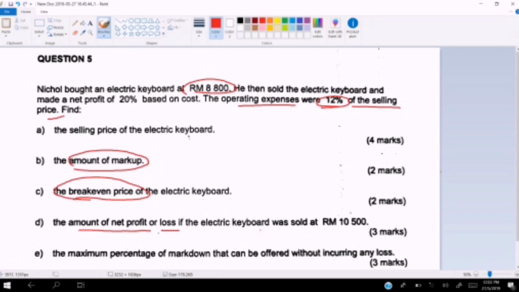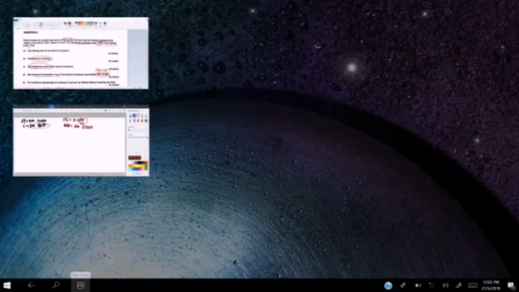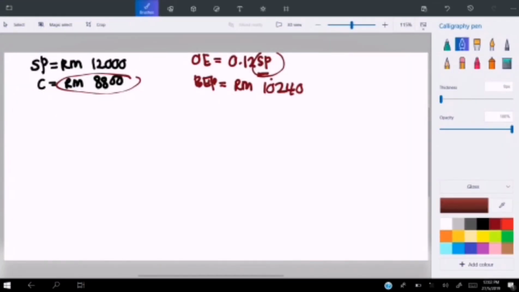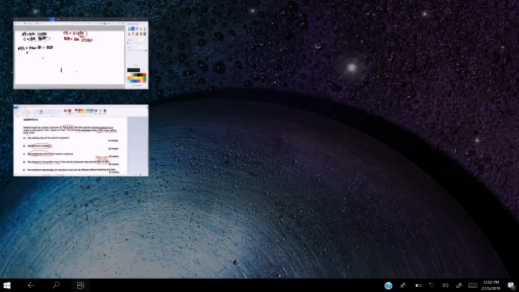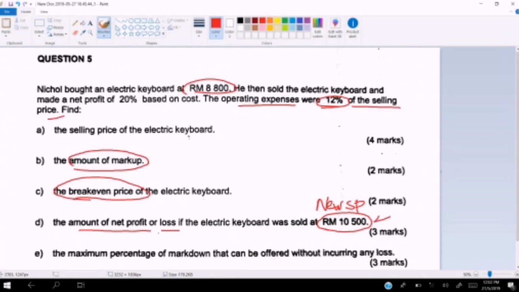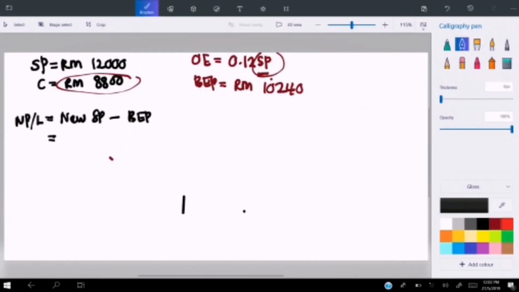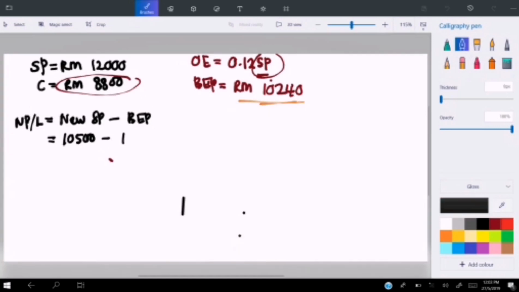Now the next question asks us to find the amount of net profit or loss if the electric keyboard was sold at 10,500. So this is actually a new selling price, a new SP. Then the net profit or loss is calculated, right? So first we'll write the formula. Net profit or loss is given by the new selling price minus the break-even price. So we've got the new selling price as RM 10,500. So we have to minus BEP. The break-even price is 10,240. Therefore, we use your calculator, you get RM 260 as the net profit, right?